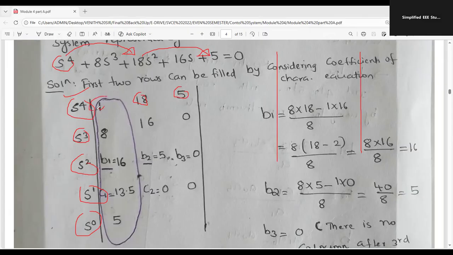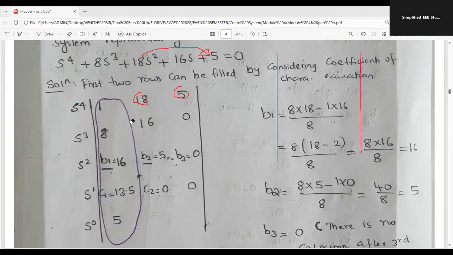I hope you understood how to write the first row. You are supposed to fill the first row: 1, then 18, then 5. I think it's clear to everyone. Yes. In the same way, let me write the other coefficients.